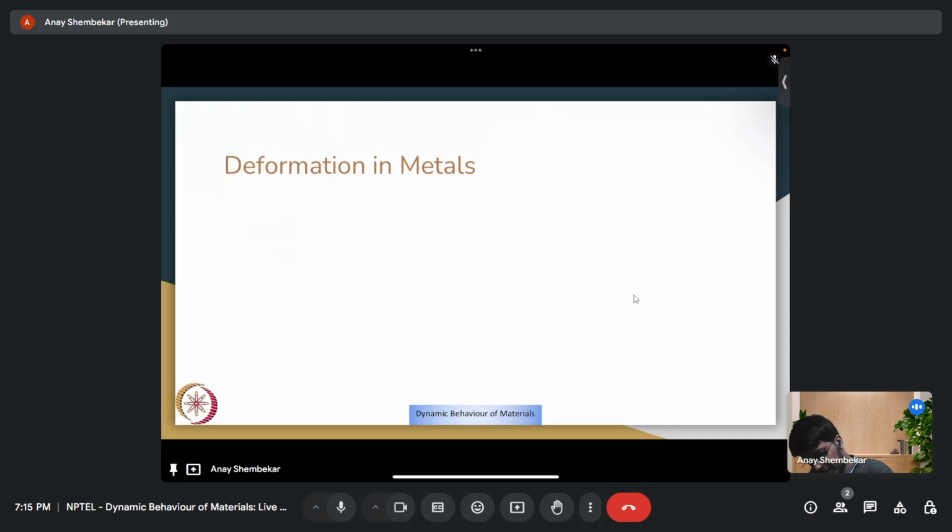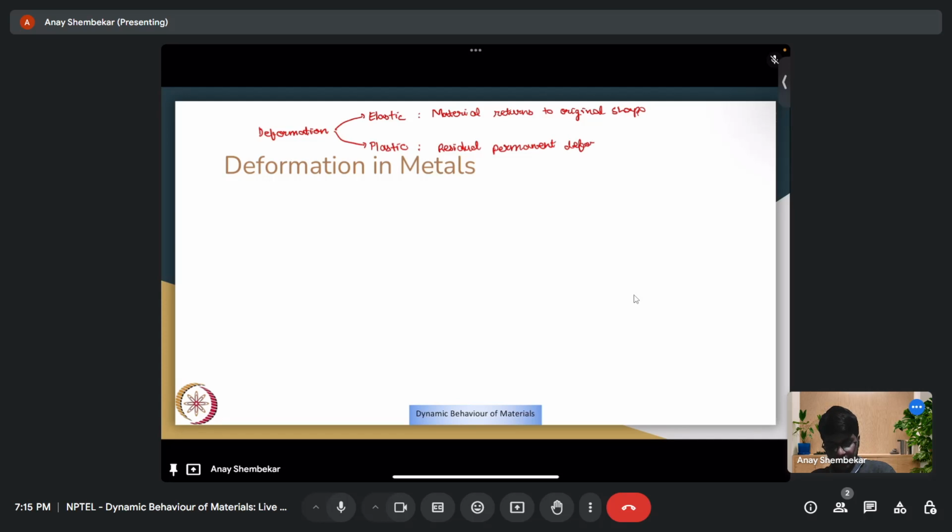Within metals, we have already seen that we can think of deformation as being of two classifications: one could be elastic, another could be plastic. You remember the distinction: elastic deformation is one wherein the material returns to its original shape, whereas plastic refers to the kind of deformation in which there is some residual permanent deformation.